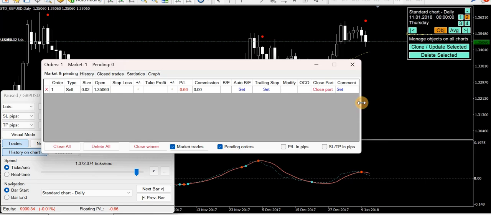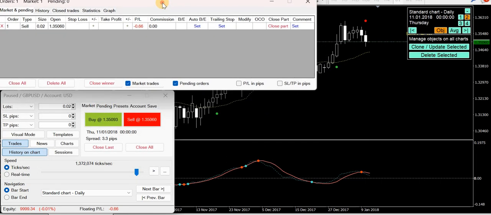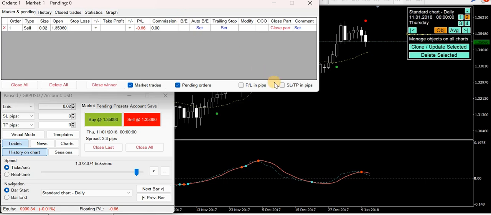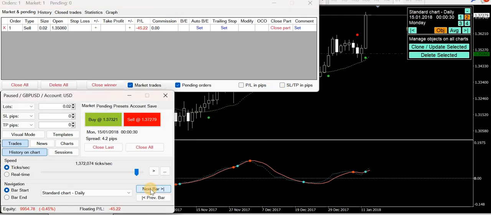If you're interested, I started with a $10,000 account. Here's the equity down here. Here's the floating profit and loss, minus 66 cents, which is the same as up here. I'll put this box over here out of the way so you can just watch the trades. I know it's coming up because I set this up, so we know there's a buy.